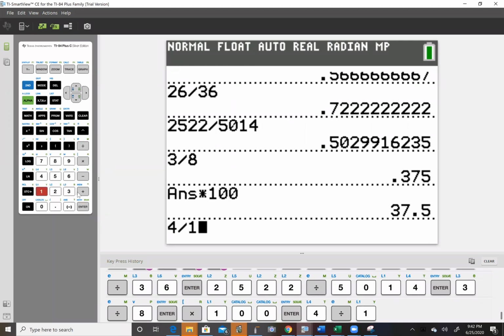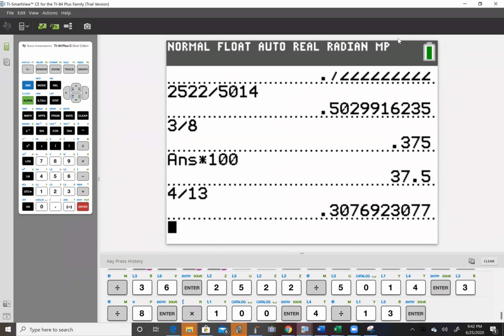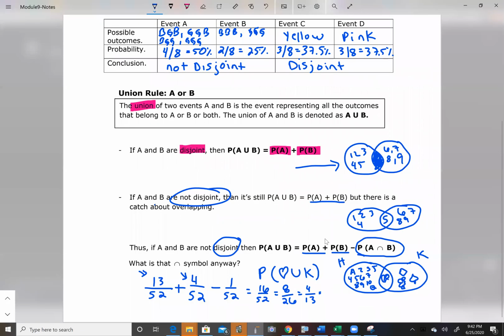Four divided by 13. Approximately 30.8%. Okay.